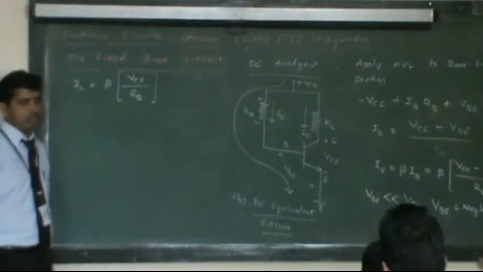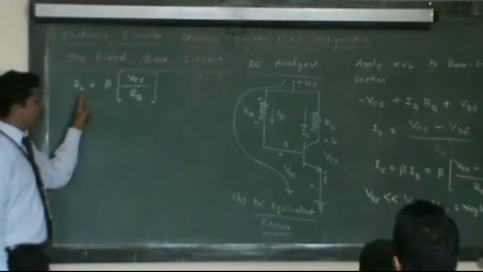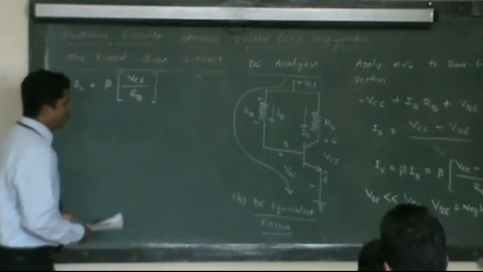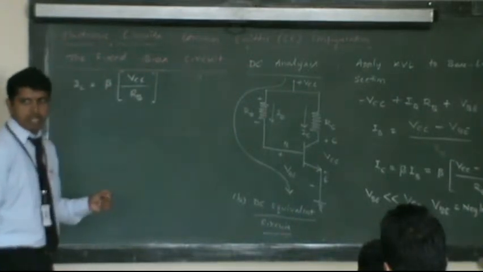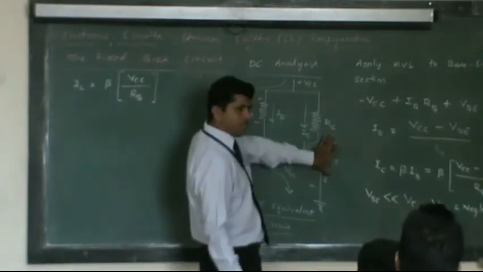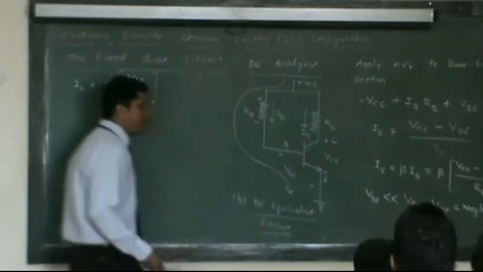Expression will keep on changing. But for the fixed bias circuit, one value of the operating point is IC, which is equal to beta times VCC over RB. Now let us try to obtain the VCE also. VCE is another coordinate of the operating point. How do you obtain VCE? Apply KVL for the collector emitter loop. You can obtain the expression for VCE.